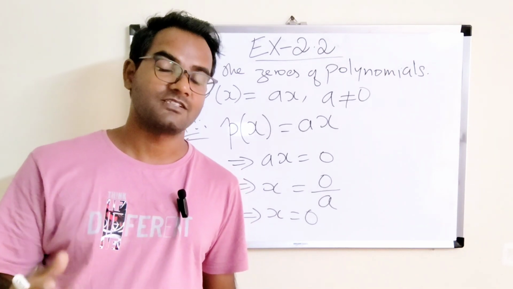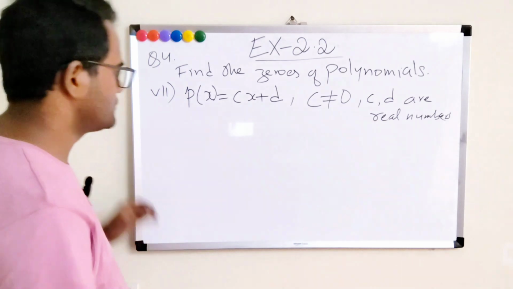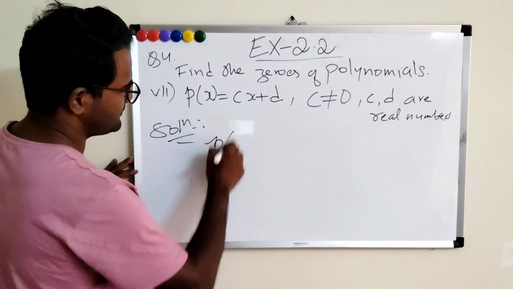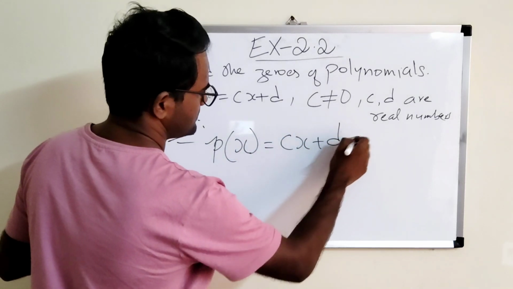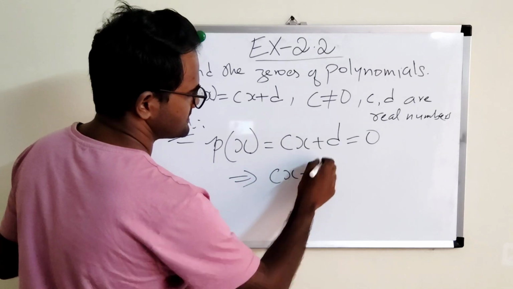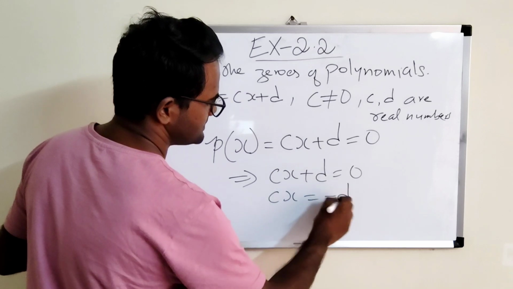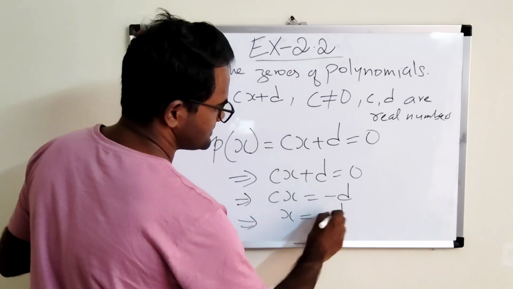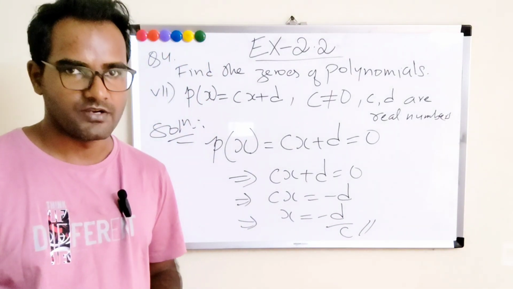Now the next is the last one, number 7. So what do we have here? Solution. P of x equals cx plus d equals 0. So cx plus d equals 0, then cx equals minus d, then x equals minus d by c. So this is the zero of the required polynomial.